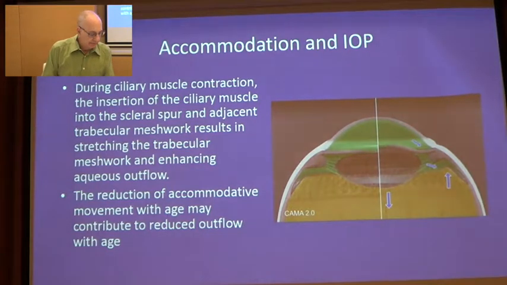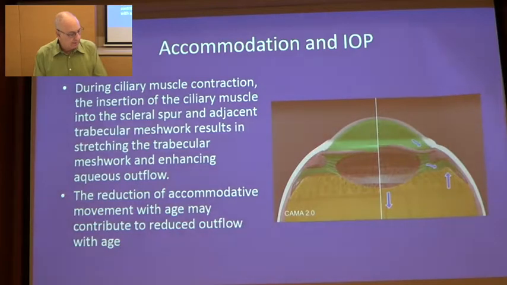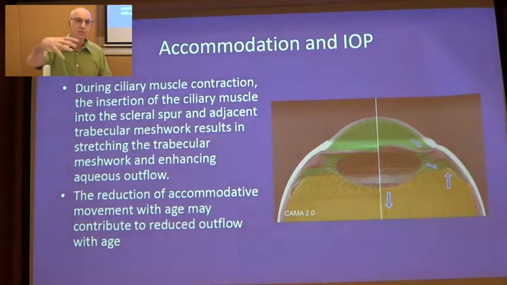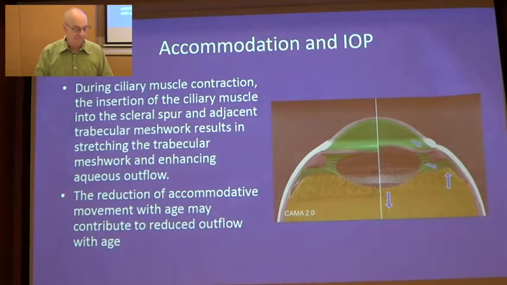Through the accommodative cycle, aqueous production and drainage are in equilibrium. However, during ciliary muscle contraction, there is a relative pupillary block as the lens moves forward and rounds up. The anterior chamber shallows centrally and deepens peripherally at the same time that traction on the scleral spur stretches the trabecular meshwork and enhances aqueous outflow. This drives the pulsatile outflow of aqueous.